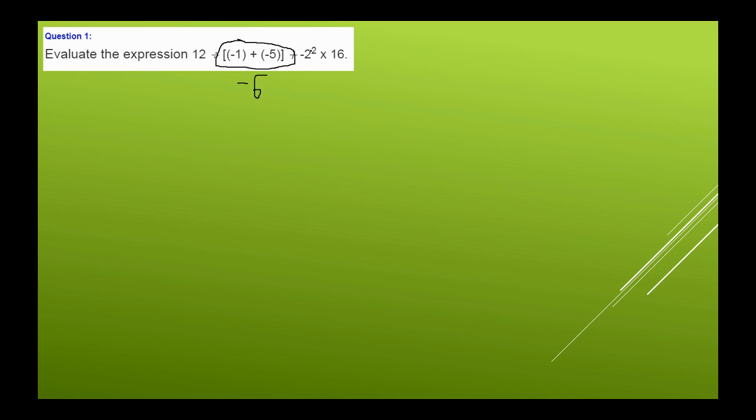Next will be the simplification of exponents. So negative 2 squared, when you put it in expanded form, it will be like this. So we know that in multiplication of integers, when the factors are with different signs, the answer will be a negative integer. So negative 2 times 2 will be negative 4. So this one will be negative 4.